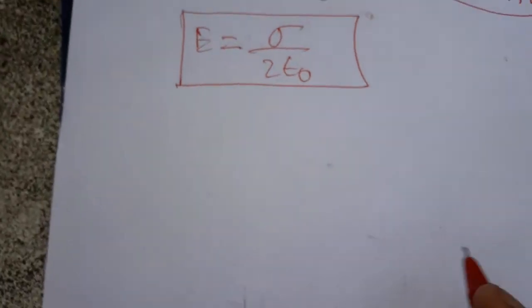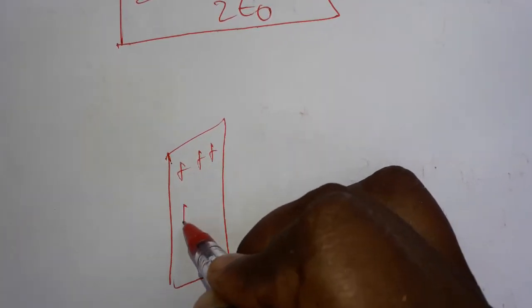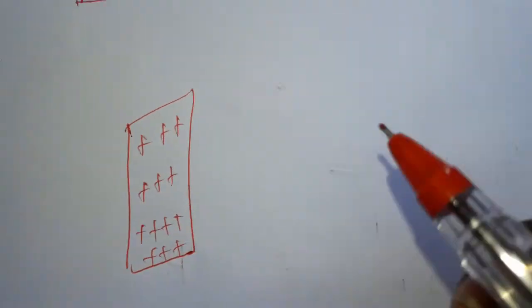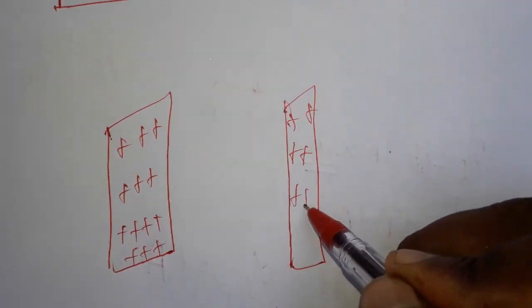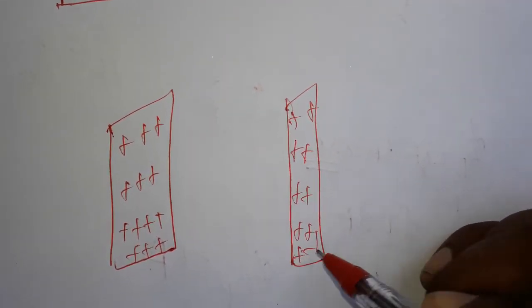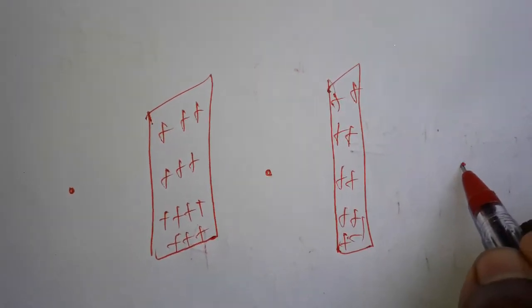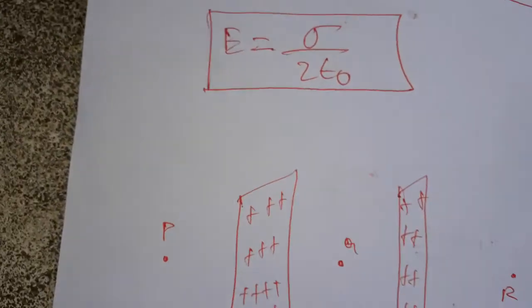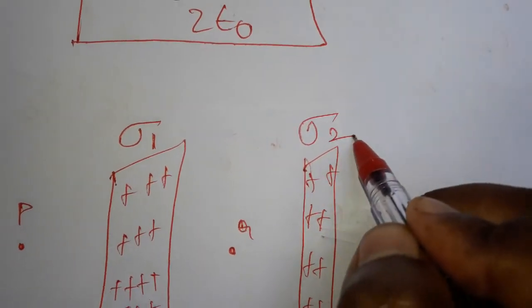Now we have two plates. Initially I am going to take both plates as positive, plus like this. I have taken two plates, and I am going to consider three points, one inside and two outside: P, Q, R. For plate 1 I call the charge density sigma 1, and for plate 2 I call the charge density sigma 2.